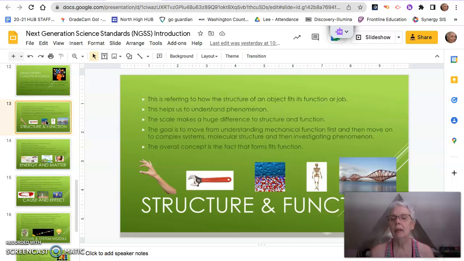The scale will make a difference in the structure and function. Think of the scale of an atom versus the scale of the universe. The goal is to move from understanding the mechanical function and then move on to complex systems. So we're going to go from small to large. And then the overall concept is the fact that form always fits function. Think of your arm. The form of your arm helps you to use it to reach, grasp things, pick up things. All right, so form versus function.